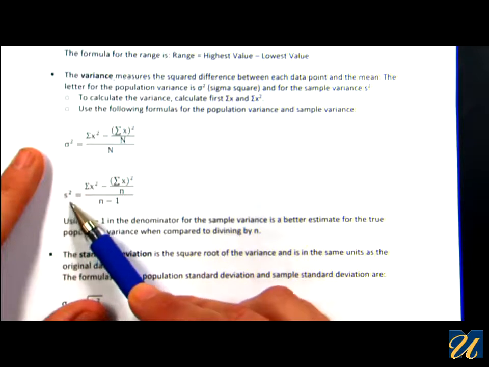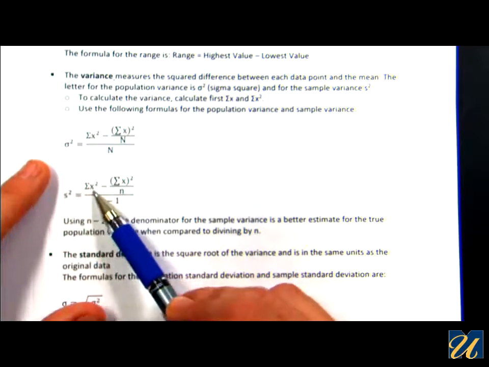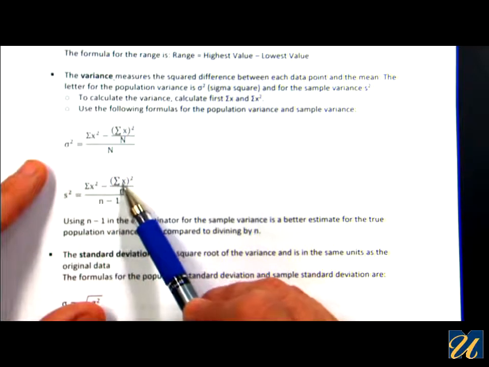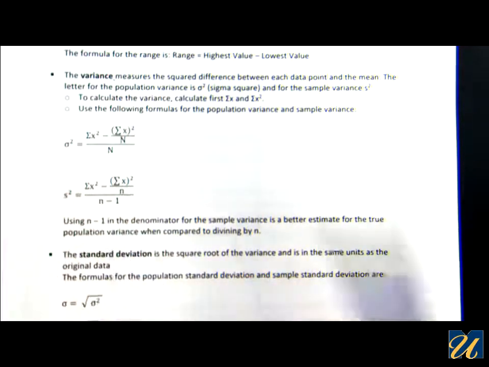For the sample variance, again, we take the sum of the square entries minus the sum of all the entries squared divided by the sample size, but now we are dividing by n minus 1. The reason we use n minus 1 in the denominator for the sample variance is to better estimate the true population variance when compared to dividing by n.